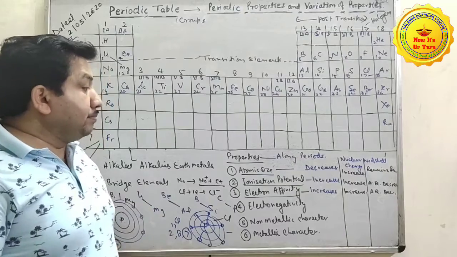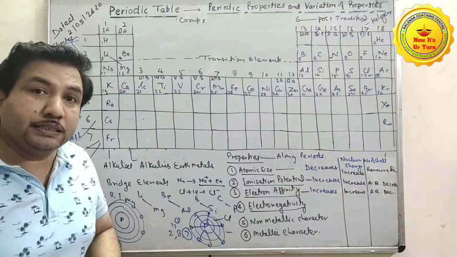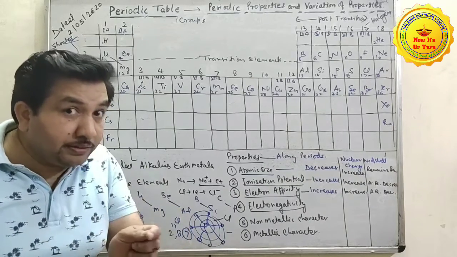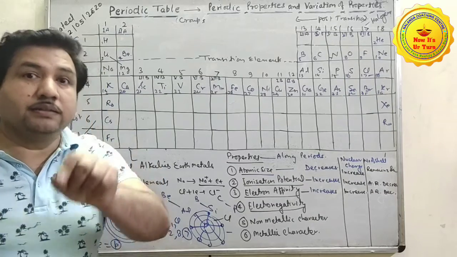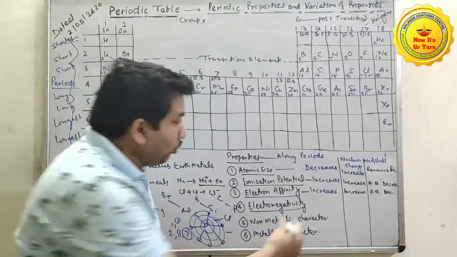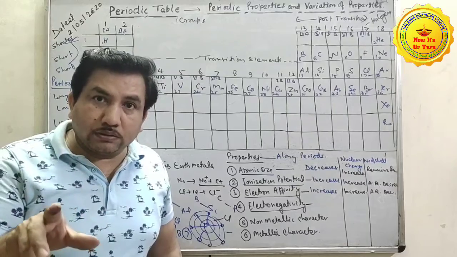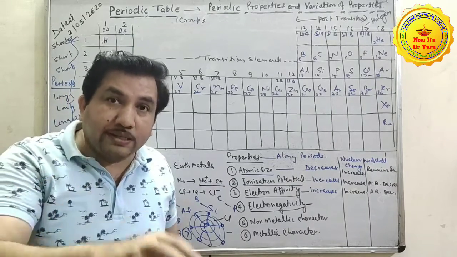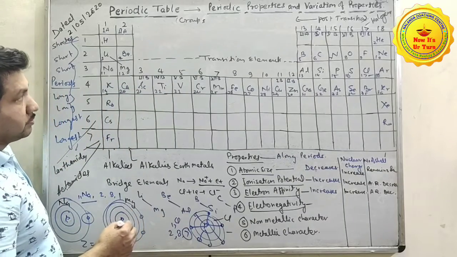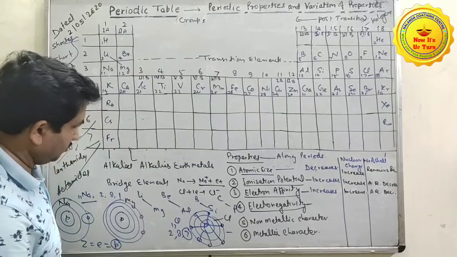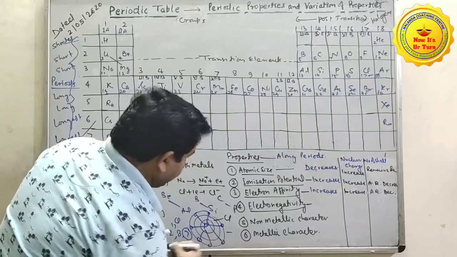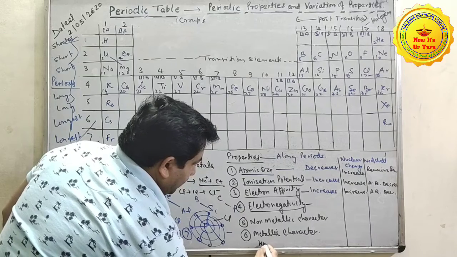electronegativity. Electronegativity means the tendency of an atom to attract electrons to itself when it is combined in a compound with another atom. Electronegativity means the tendency of an atom to attract electrons to itself when it is in combined state in a compound. Clear? Here the example is HCl.